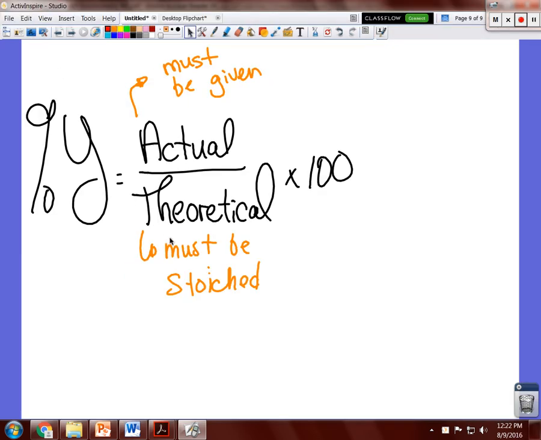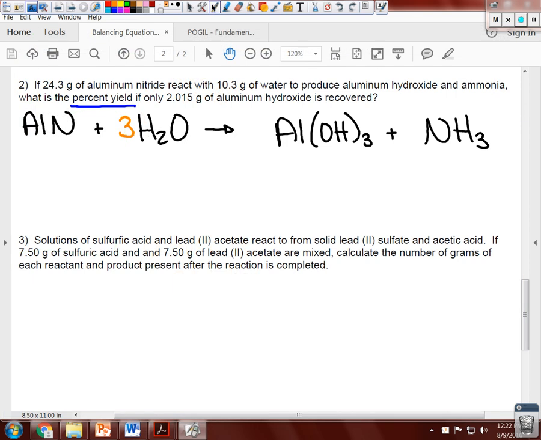So if we go back to percent yield, would you agree that we are searching for this value? We're searching for this. That's the question. What is the percent yield? This, we're good. We're missing two of the three variables. Well, one is the end result, but we're missing the theoretical. So we got to stoic to find it out. Okay. So the problem is, how do we stoic? Okay, you stoic. All right.